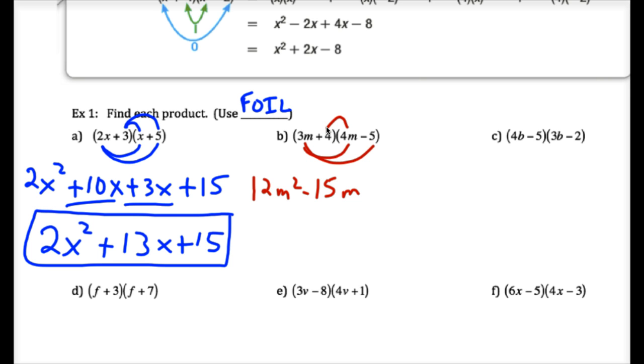Inside: 16. Give me a sign. Yeah, plus 16m. And give me the last. Minus 20. Very good, guys. You will be amazed at how fast you get at that. Can we combine our two middle terms? Yes, we can. Final answer: 12m squared plus m minus 20.